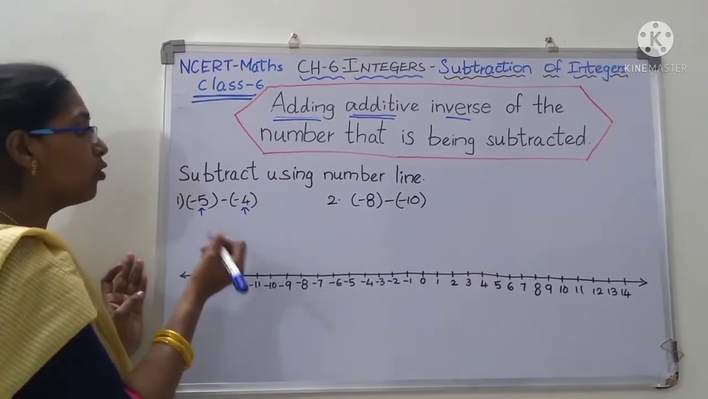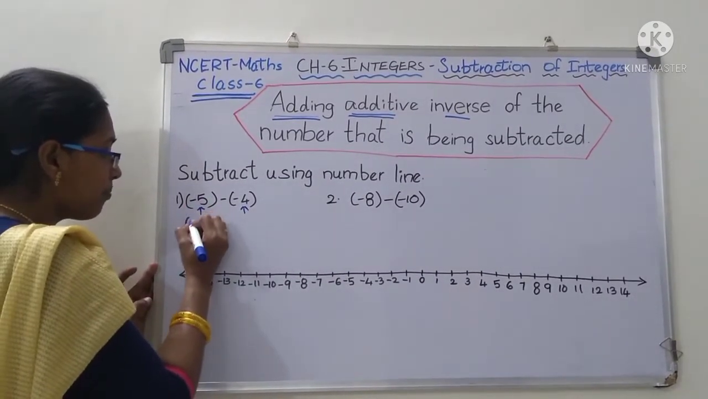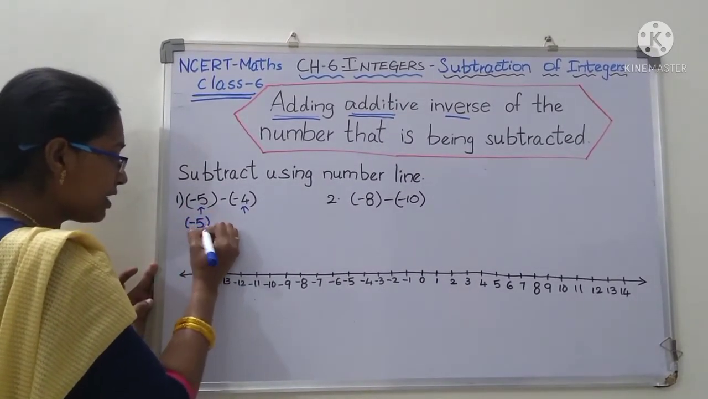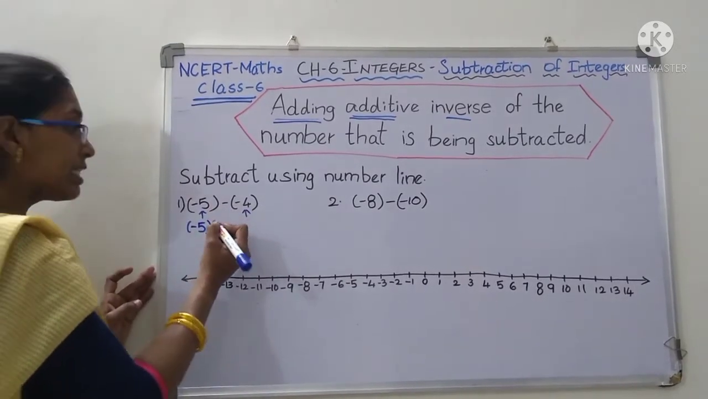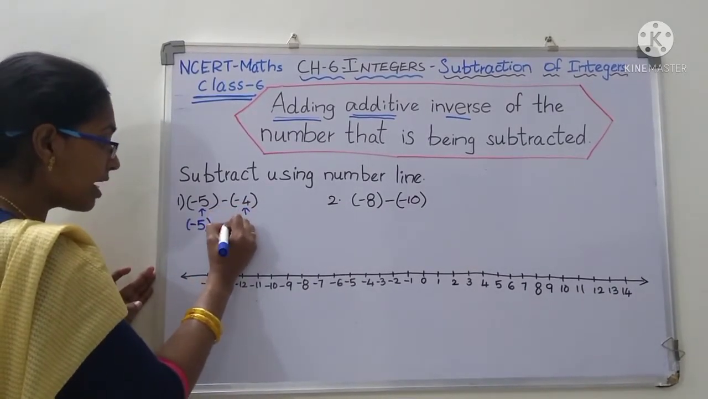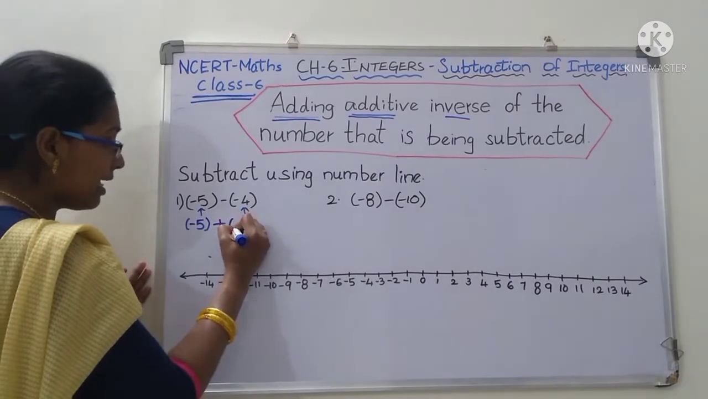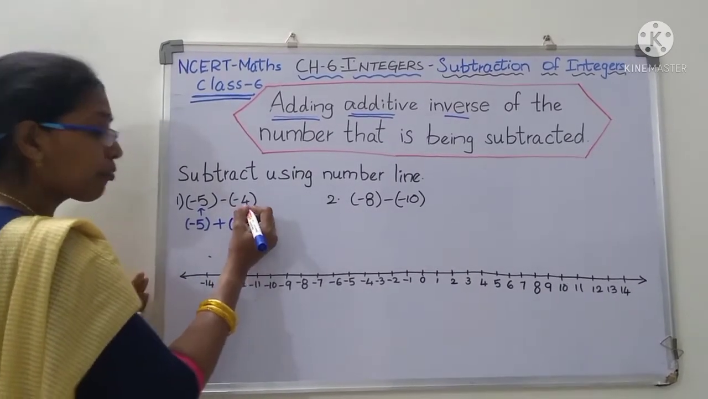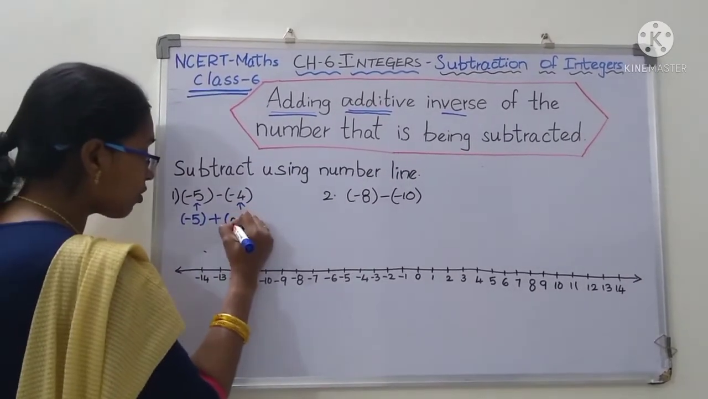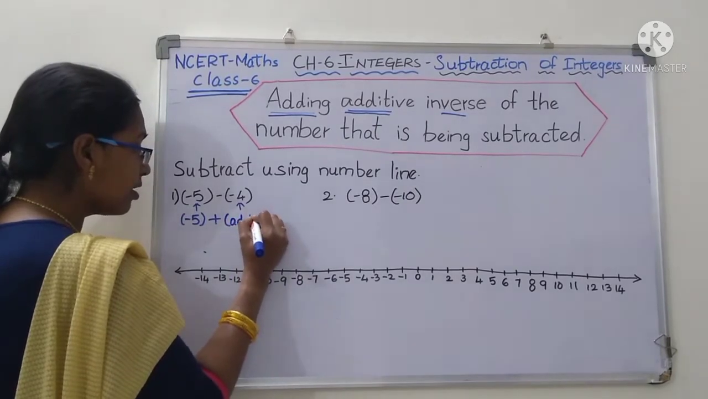So we all know how to do this step by step. In the first step, we will write the first number as it is. Then in the second step, we will change this minus to plus. Next, what do you do? You take the additive inverse of the second number.